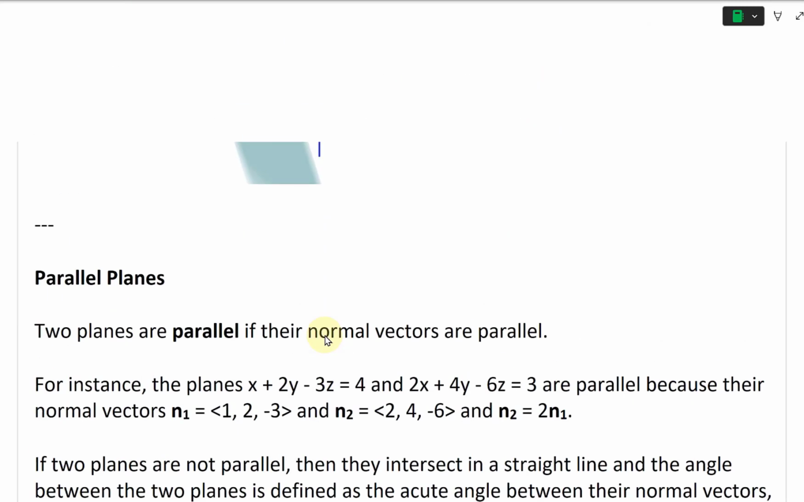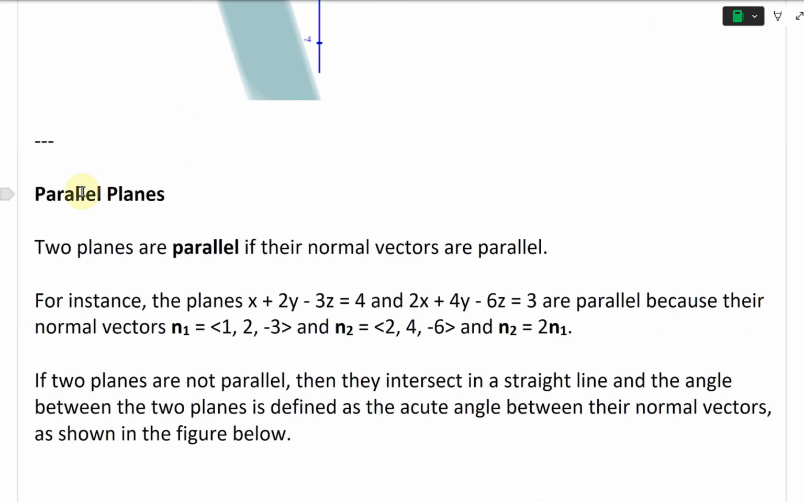All right, let's take a look at parallel planes. Two planes are parallel if their normal vectors are parallel. That is, you have a normal vector like this, and then another one like this, pointing in the same direction. Then you have parallel planes.